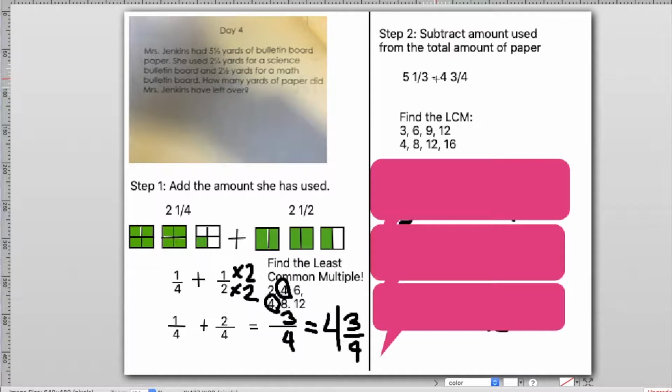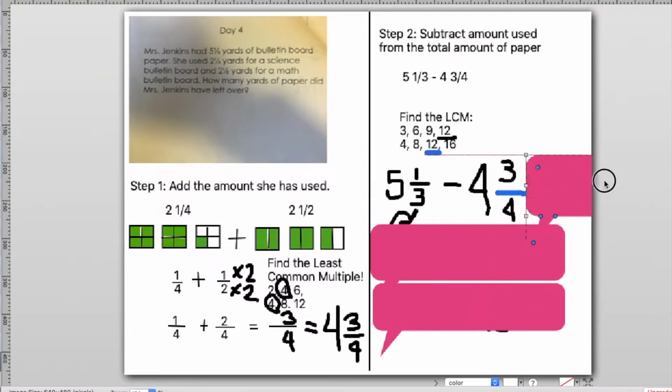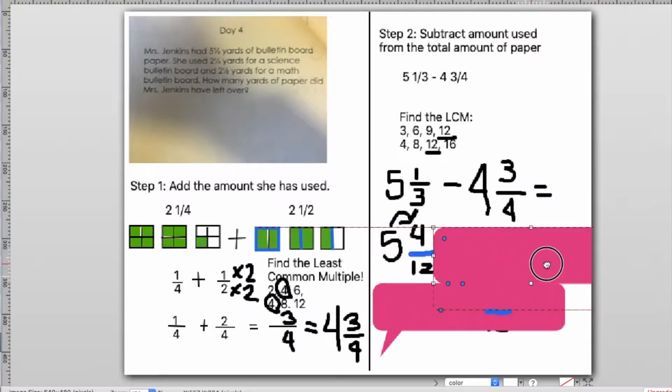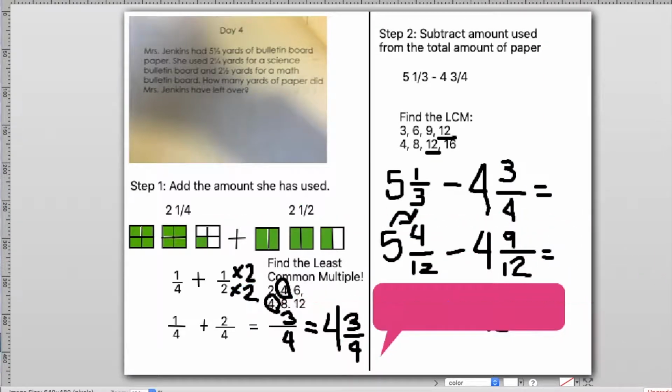So again, our first step here is to find a least common multiple. How do we make our denominators the same? Well, we skip count or list our multiples of 3 and of 4, and we find out that 12 is their least common multiple. So if we write out our problem here, we have 5 1/3 minus 4 3/4, and we change our denominators. How do I make 3 into 12? Well, I can multiply it by 4.